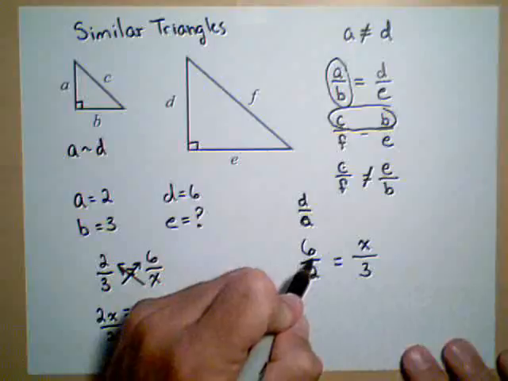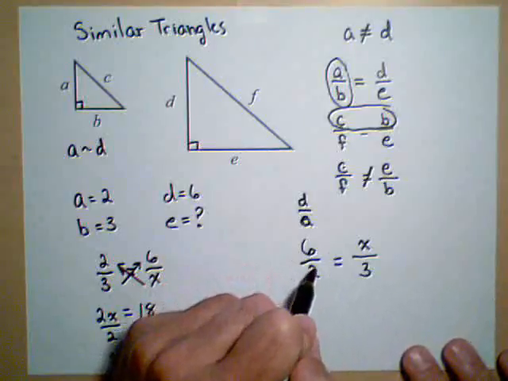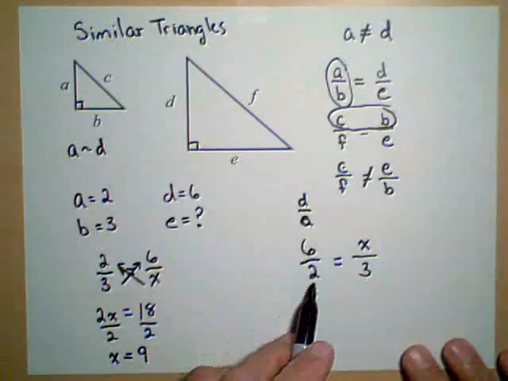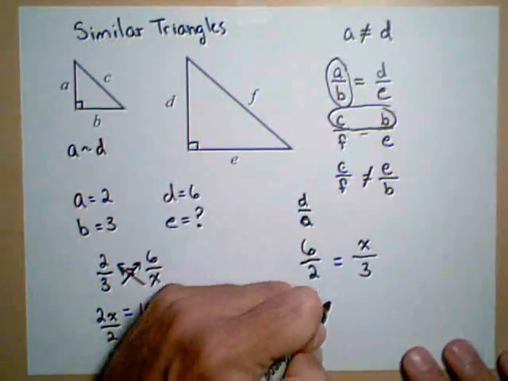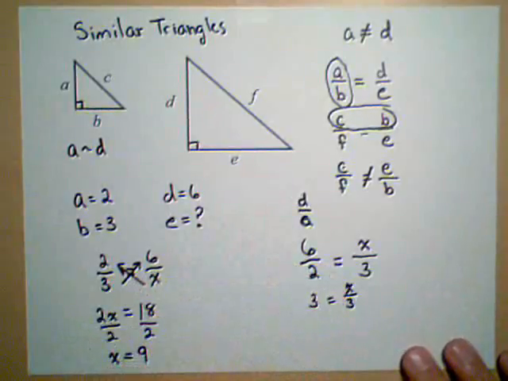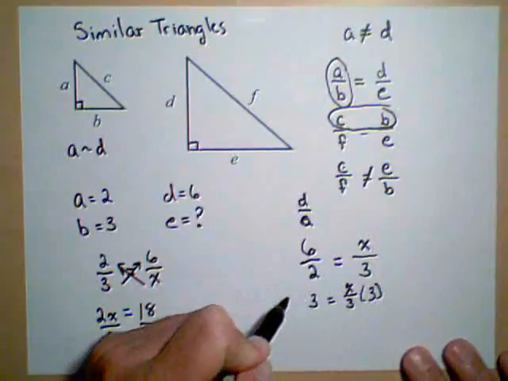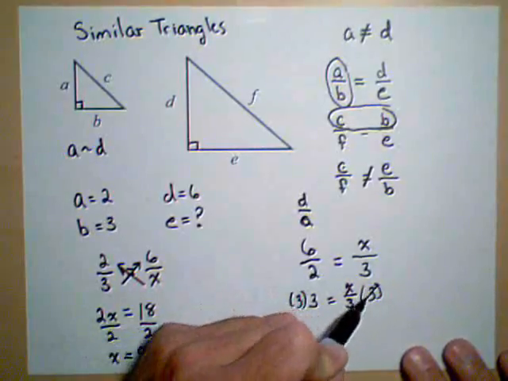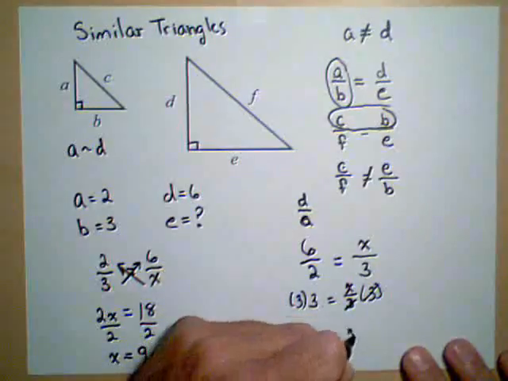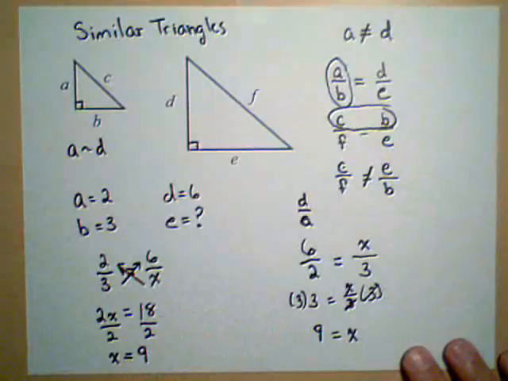Now, we don't need to use cross multiplying every time. I'm going to show you a little bit different way of solving this. Because I have 6 over 2, I can treat that as 6 divided by 2, and I get 3 equals x over 3. Now I need to get rid of this 3 in order to solve, so one way of doing that is multiplying both sides by 3. Those cancel, and yet once again I get x equals 9, or that side E is 9. And we looked at a couple different ways of setting up our proportion and a couple different ways of solving our proportion.